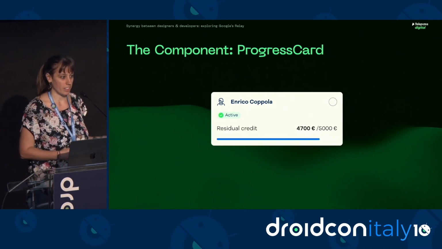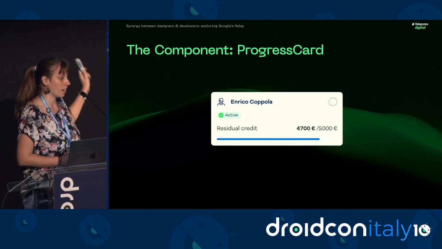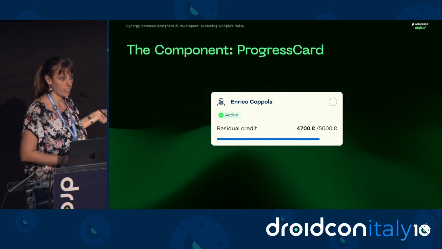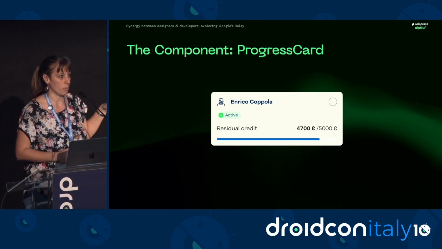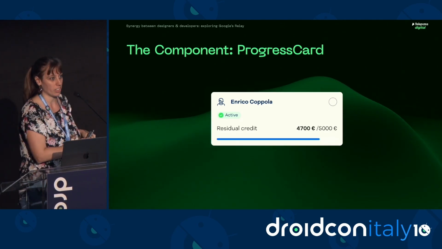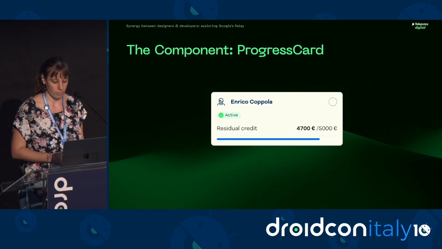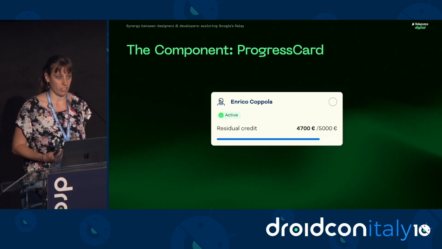Returning to the progress card we discussed earlier, we can break it down into sub-elements that are an icon, a title, and a radio button, and two standalone components: the badge, consisting of an icon and a text with background dependent on its status, and the residual credit, which is made up of some text that can be hidden, and the progress bar. Now let's take a closer look at the first elements, starting with the icon.